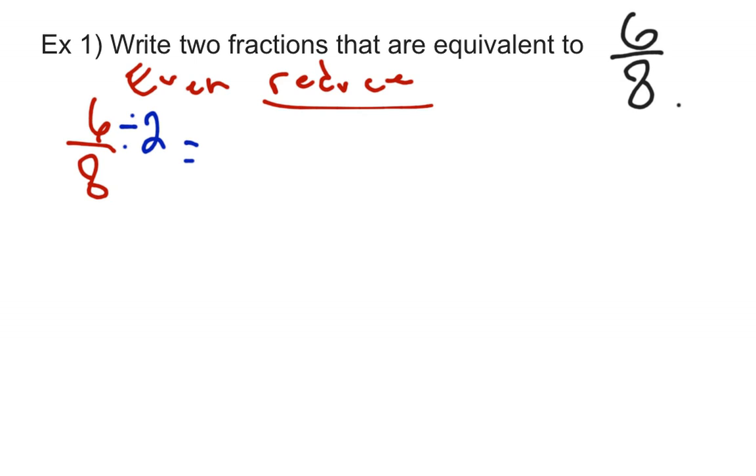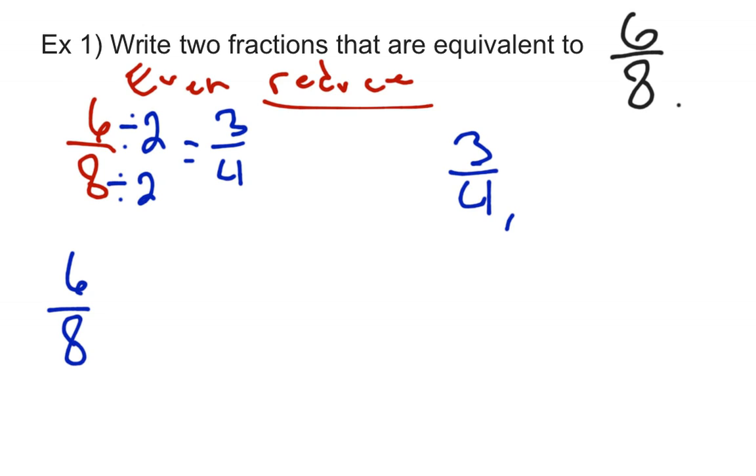So 6 divided by 2 gives me 3. But again, our rule is whatever you do to the numerator, you also have to do to the denominator. So 8 divided by 2 gives me 4. We need to write two equivalent fractions, and I have one already: 3/4. It does say I have to find two of them, so I have to do something else. I can't reduce it again. So instead of reducing, instead of dividing by a number, we can go the opposite way, which is to multiply by a number.